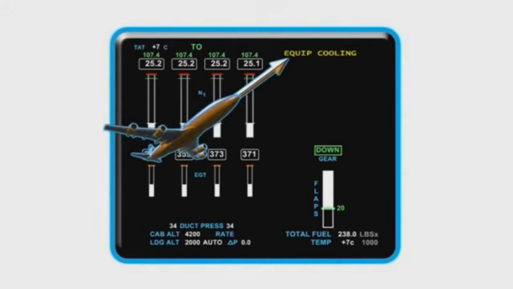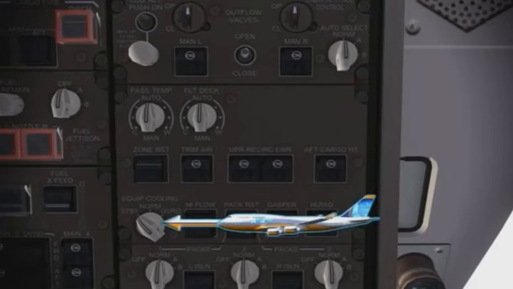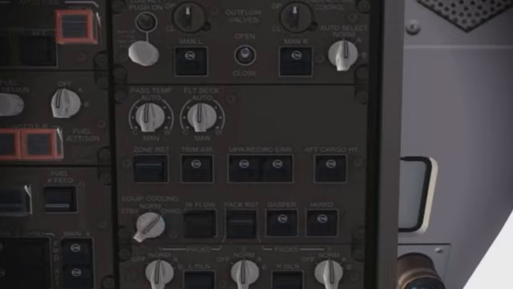If equip cooling shows on the ICAS, equipment cooling is not configured for flight. Placing the equipment cooling switch to standby will configure the system for flight. In override mode, ground and inboard exhaust valves are closed and air cooling is provided through panel air only.